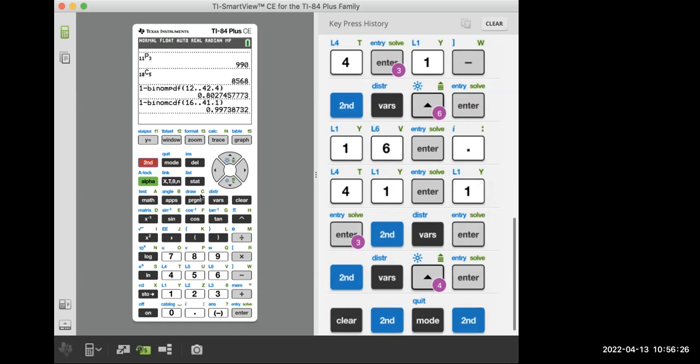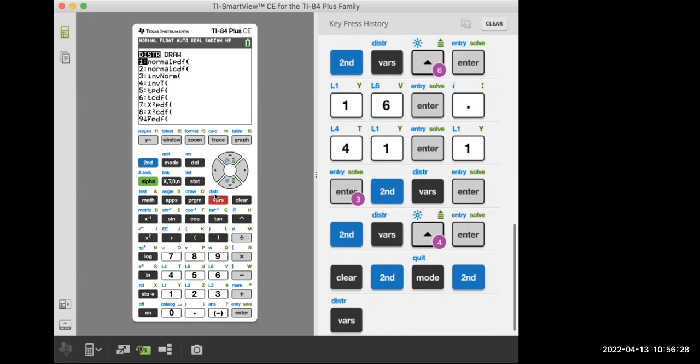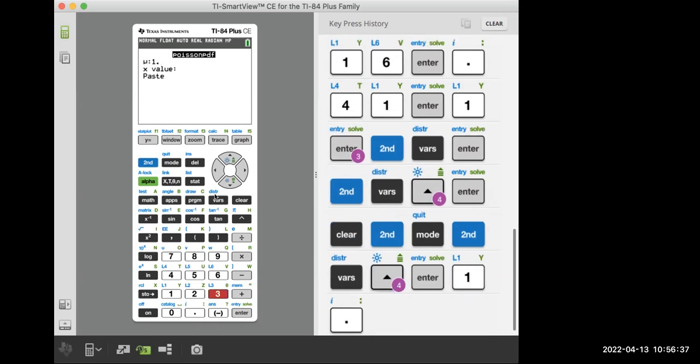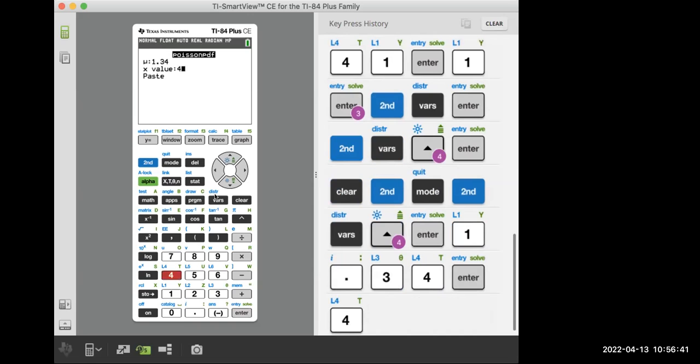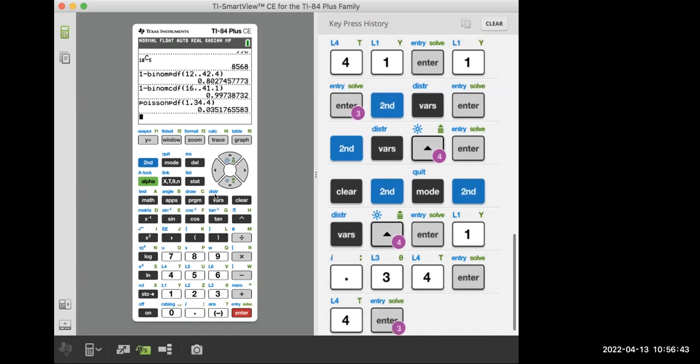Let's try that again. I'll type in the Poisson distribution, the Poisson PDF. I have that mu is 1.34 and x is equal to 4. And so you get 0.035176553. Let me type that into my iPad.